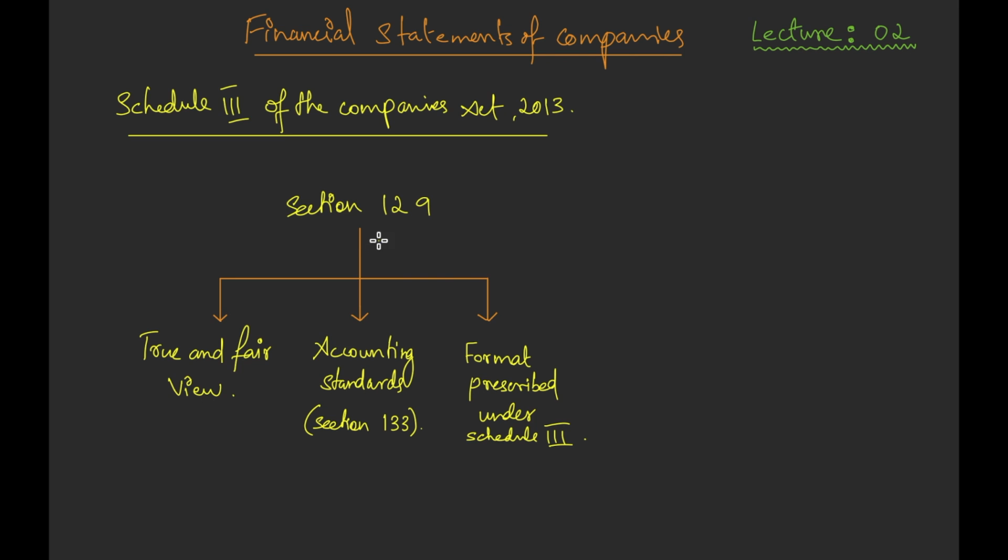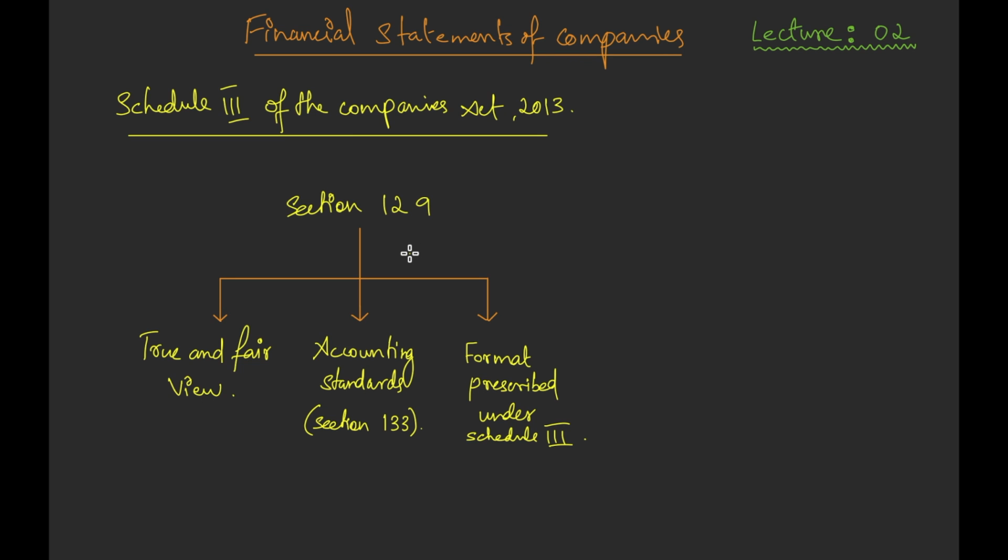As per Section 129 of the Companies Act 2013, the financial statements of companies should give a true and fair view of the state of affairs of the company, and the financial statements should comply with the accounting standards notified under Section 133. And the format of financial statements should follow the format prescribed under Schedule 3 of the Companies Act 2013. So this is what Section 129 of the Companies Act 2013 says about financial statements.